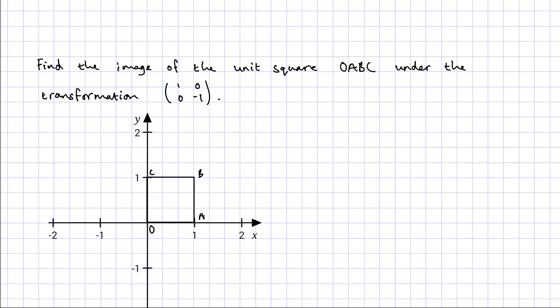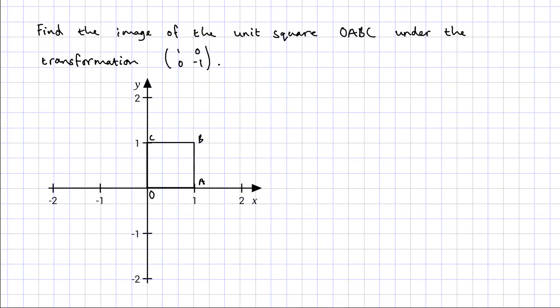So we have this example now. Find the image of the unit square OABC under the transformation 1, 0, 0, minus 1. Okay, so we know that the point O is going to map to the same place. So O dash is just going to be in the same place. So let's just plot that first. Okay, now let's do the multiplication. So this times A and C.